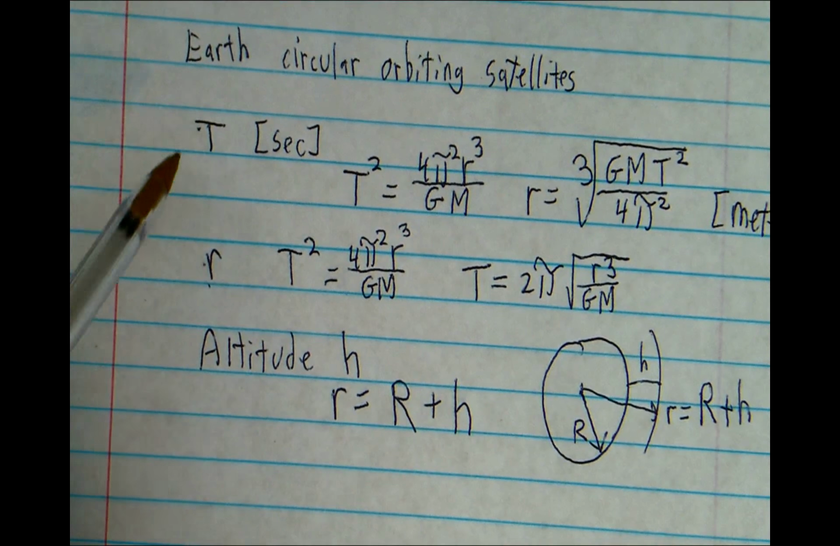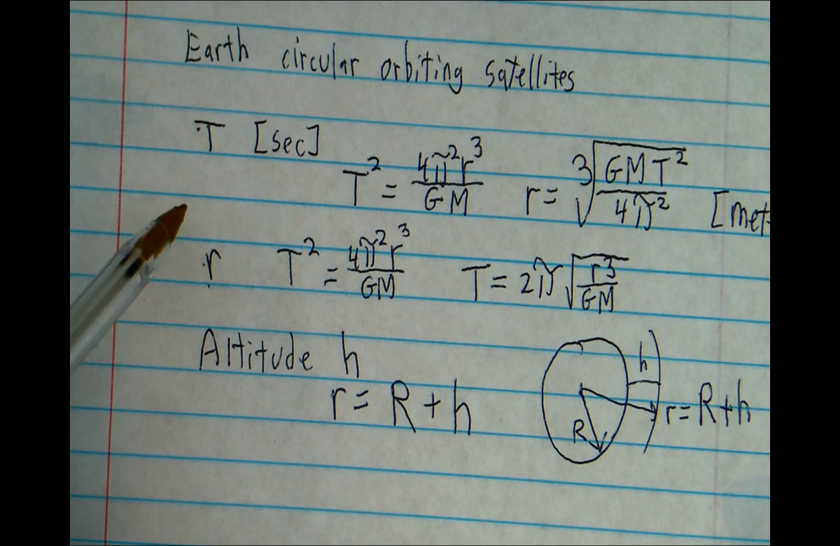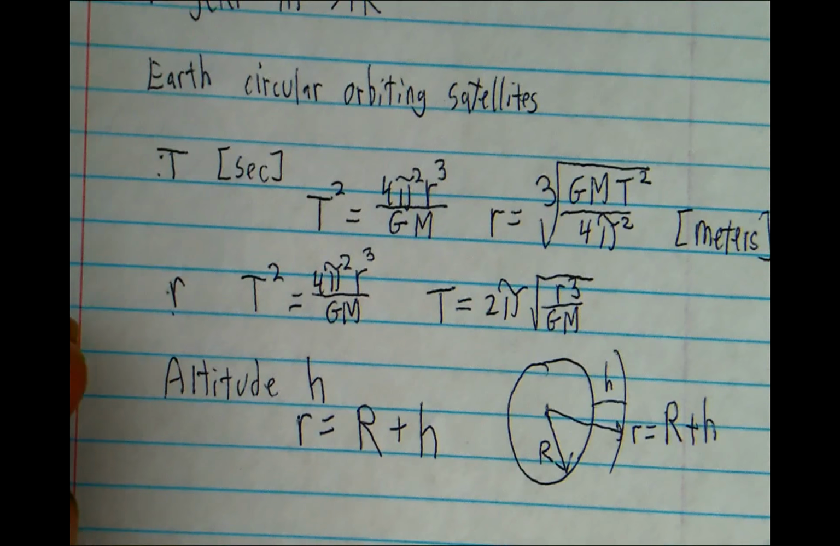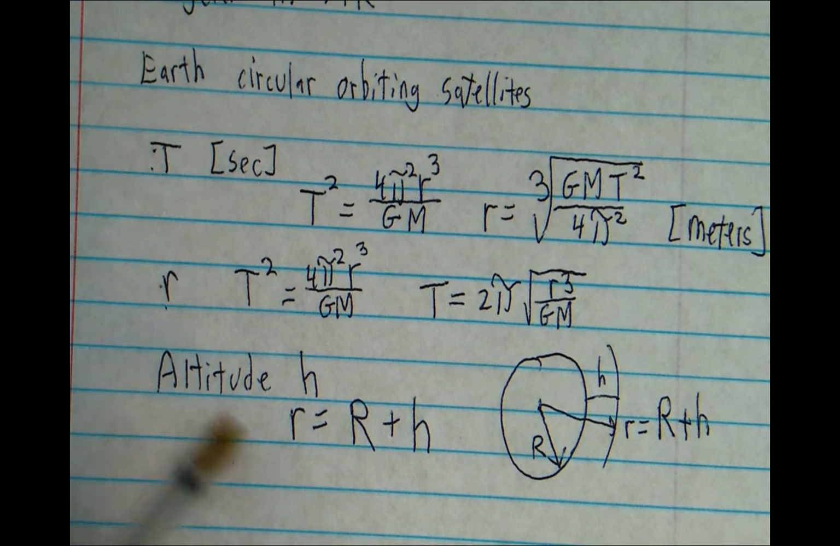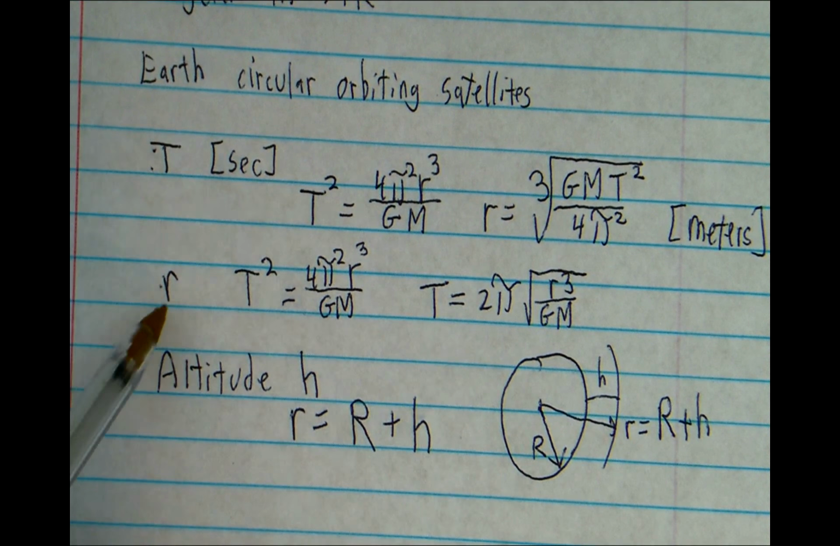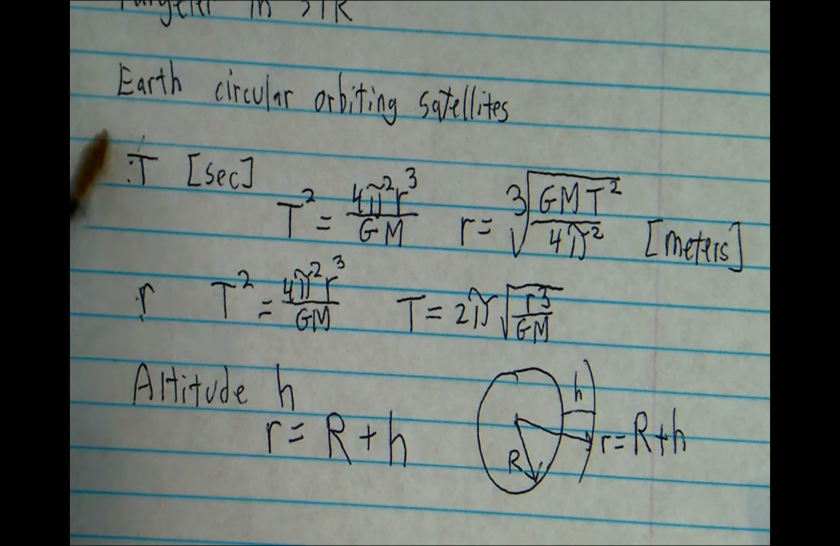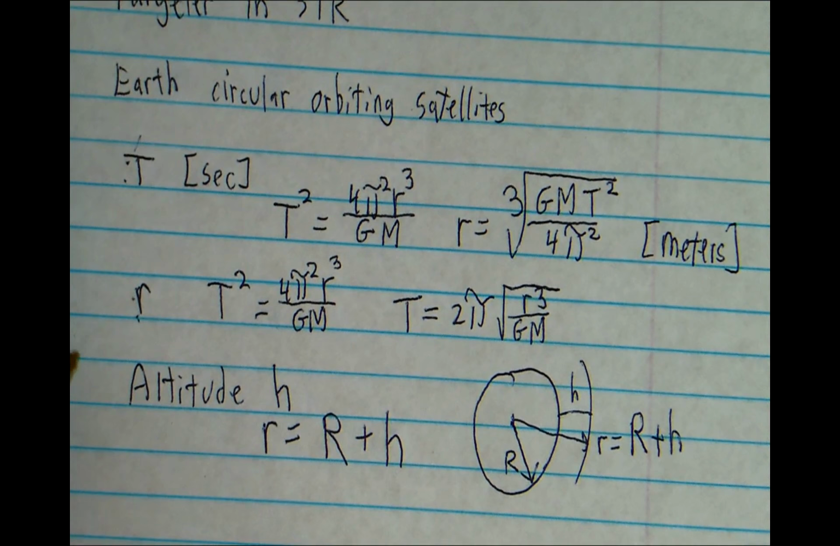And in STK, I can show you in a couple of minutes, if I give you T, you can just enter the orbit. And if I give you h, you can enter the orbit. And if I give you r, you can just enter the orbit, because these are allowable input parameters to define an orbit in STK.